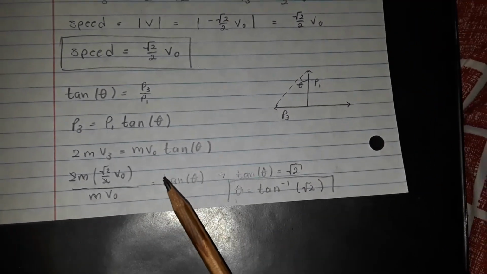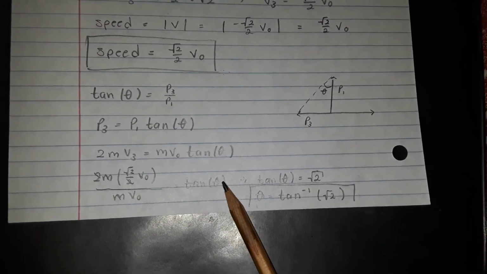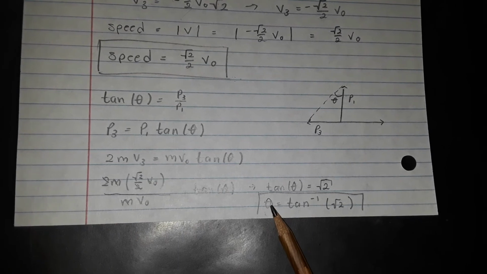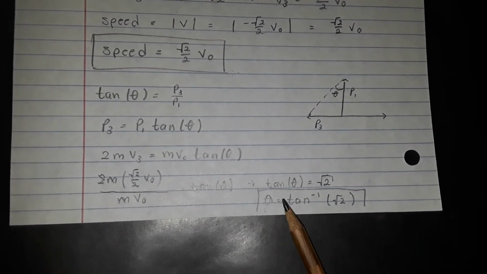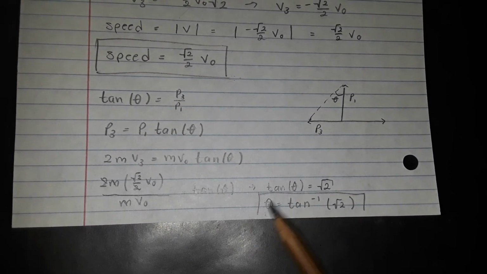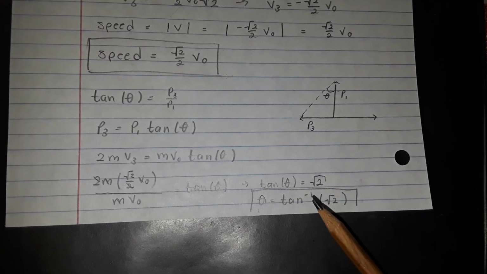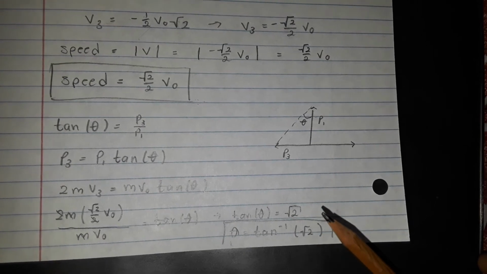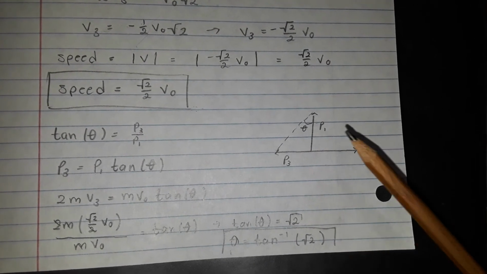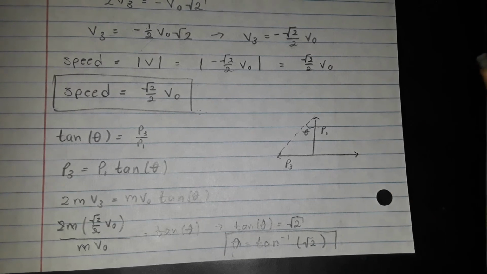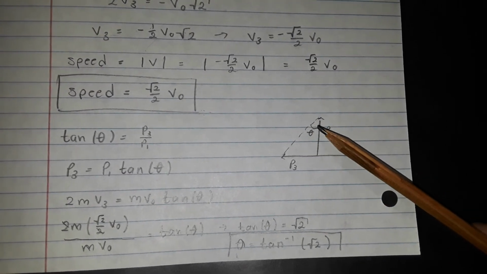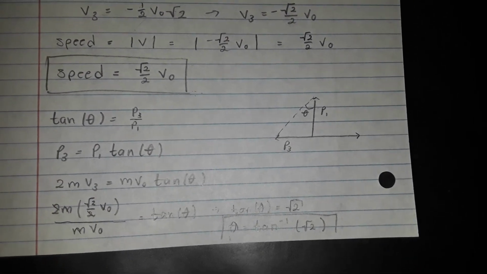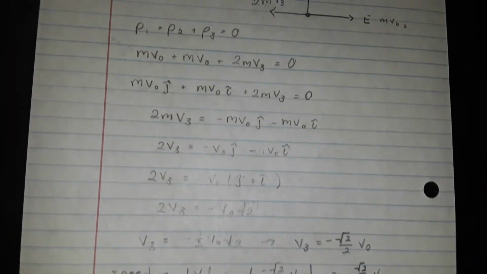So these two cancel, and we have that the tangent of theta is equal to the square root of 2. And so our angle would be equal to the inverse tangent, or the arctangent, of the square root of 2. So the angle in between these two is equivalent to this thing. Okay, so that's basically it.